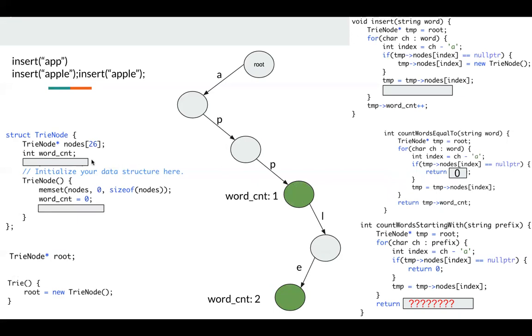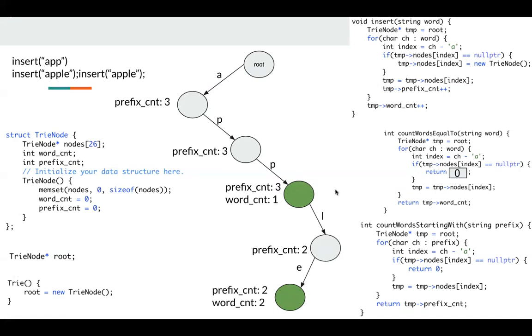So we should have another variable similar to word count. We should have prefix count, and we also initialize prefix count to 0. When do we update it? In the insert function, as long as it goes through this node, we should increment it once. So we will update it here. Increment the prefix count. Then in the count words starting with function, we just return the prefix count.